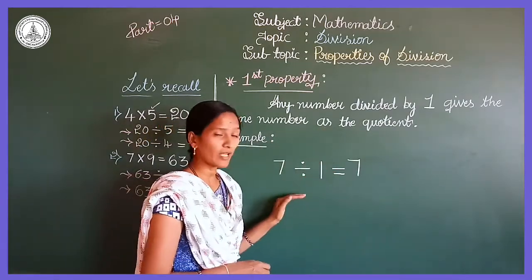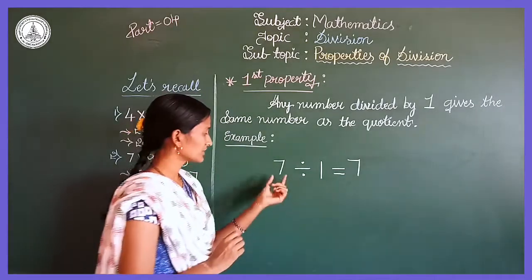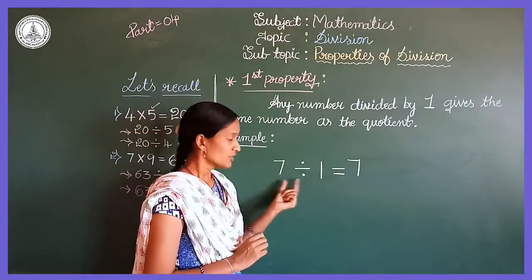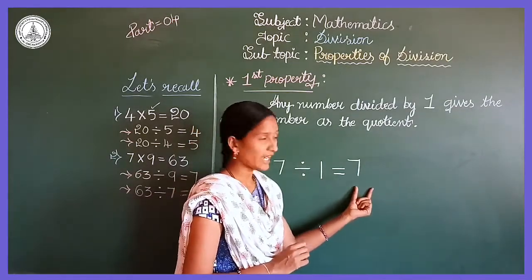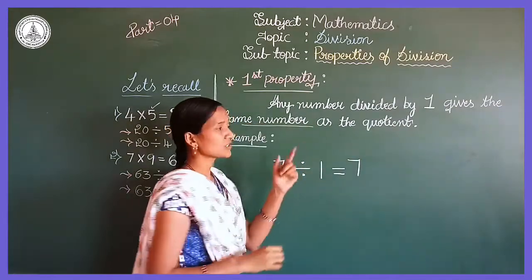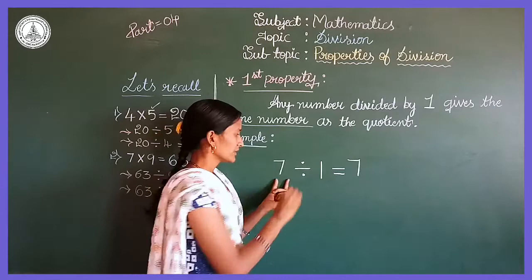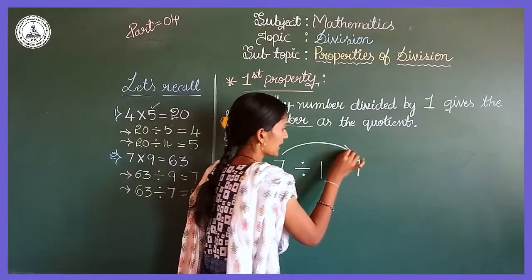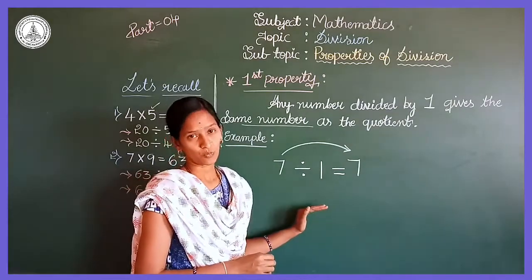So in this problem, my dear students, tell me which is the dividend. So the 7 is the dividend, right? So 1 is the divisor and the 7 is the quotient, right? So here, which is the quotient? The same number as the quotient here. See here, 7. Here is the same number as the quotient here, right? So this is the first property.